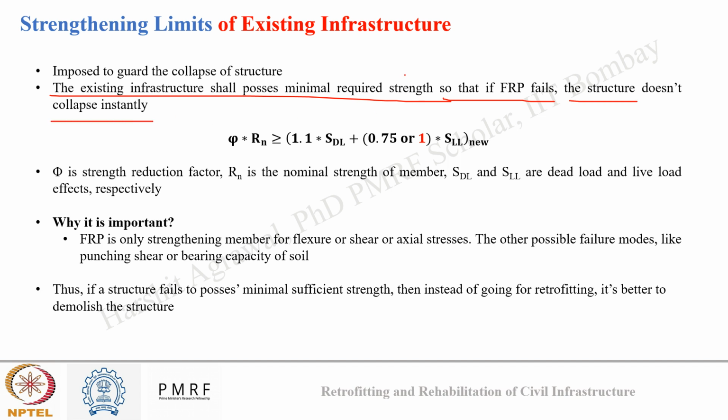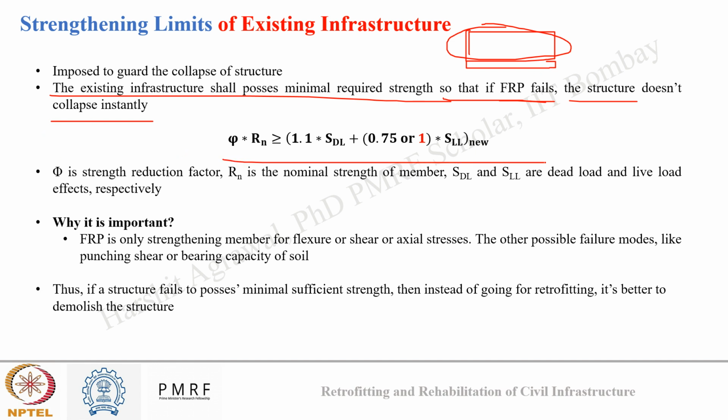Okay, so we need to make sure that the initial structure, before providing strengthening, has a certain minimum strength such that if my FRP fails, then my old structure should not collapse completely at the instant of FRP failure. Okay, that I want to make sure. Why is it important? It is important in terms of safety. Okay, and how do we decide this?